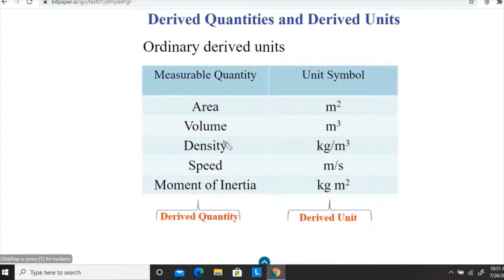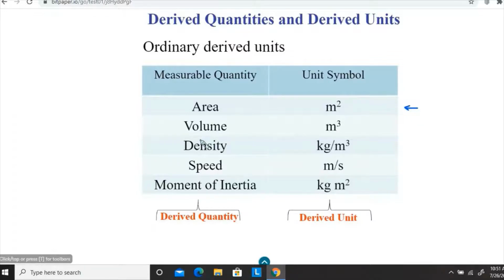Now here you can see derived measurable quantities, or physical quantities, and their derived units. For example, area, as you know, is distance multiplied by distance, or a length multiplied by a length. As a result, you can see the unit is meters squared.